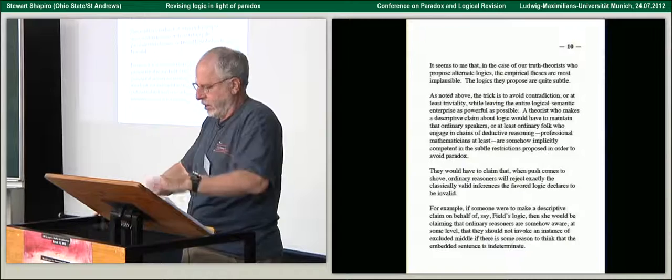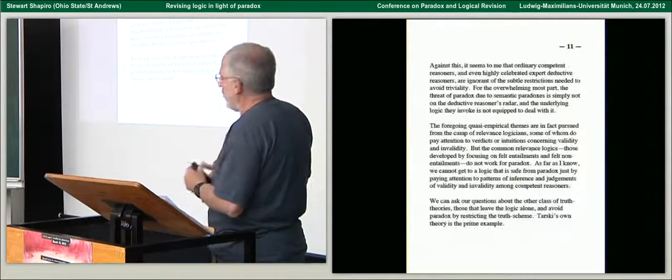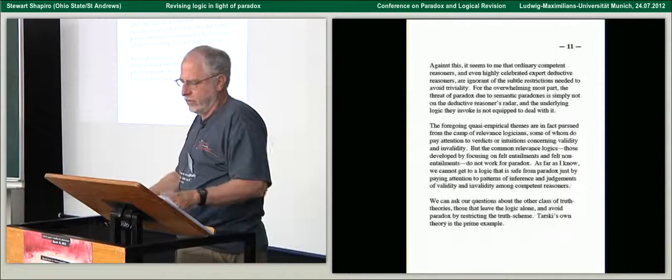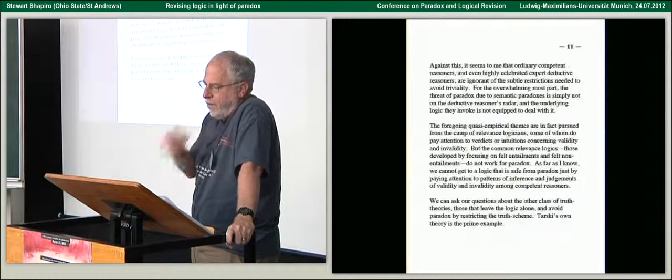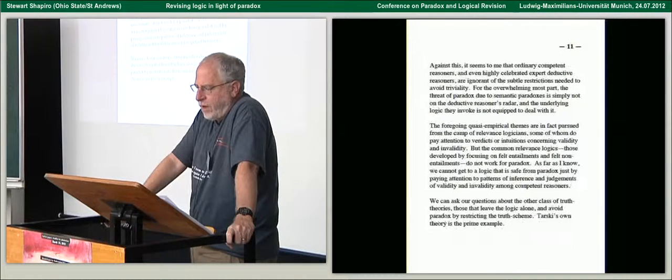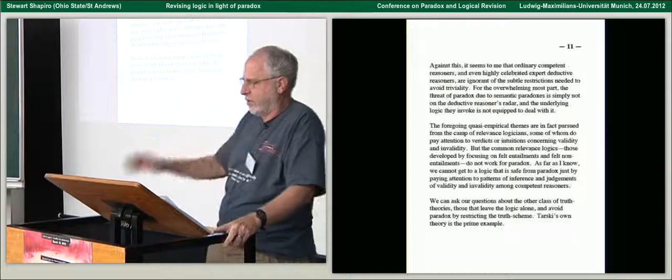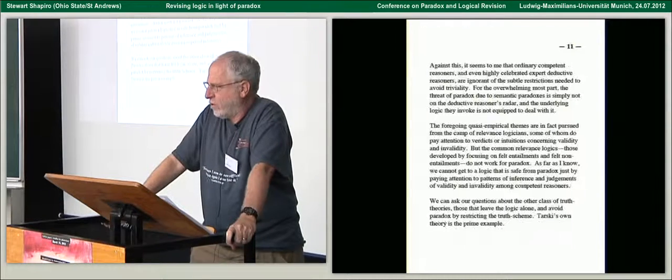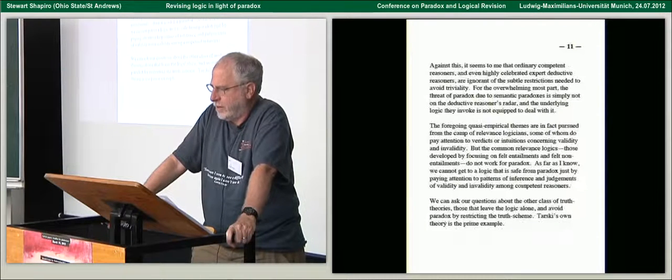Now, against this, it seems to me that ordinary competent reasoners, or even ordinary celebrated deductive reasoners, are ignorant of the subtle restrictions needed to avoid triviality. For the overwhelming most part, the threat of paradox due to the semantic paradoxes is simply not on the deductive reasoner's radar, and the underlying logic they invoke is not equipped to deal with it. Now, what I'm calling these sort of empirical, quasi-empirical themes are in fact pursued from the camp of relevance logicians, at least some of them.